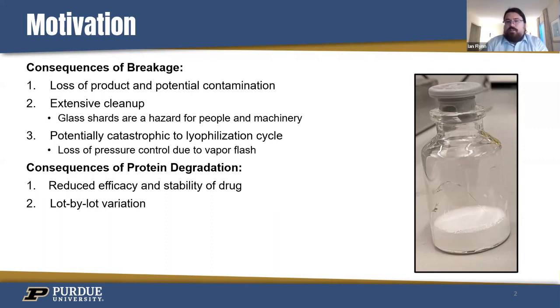And then it may be potentially catastrophic to the lyophilization cycle due to loss of pressure control due to vapor flash. And with protein degradation, you could have reduced efficacy and stability of your drug, and you can have some lot by lot variations, which can be a real pain.